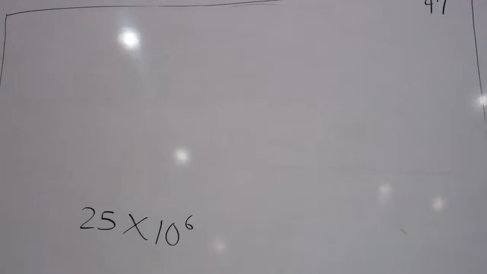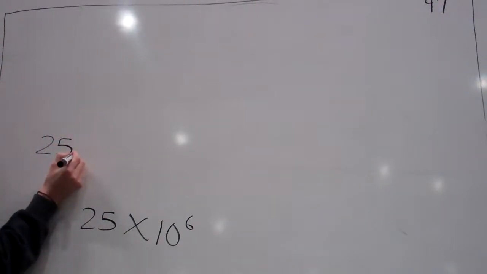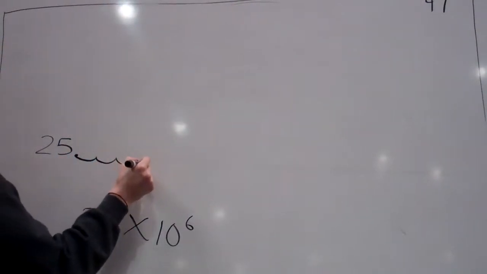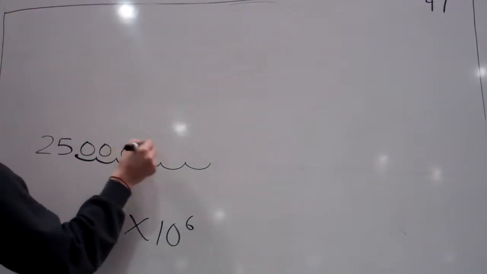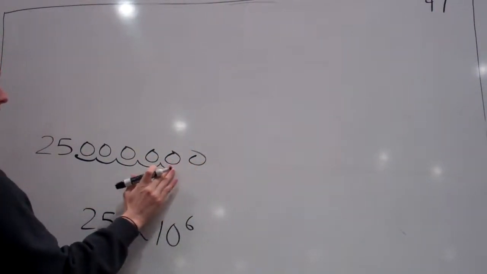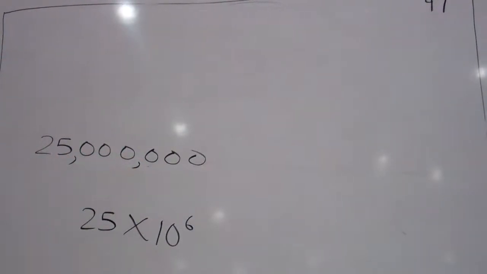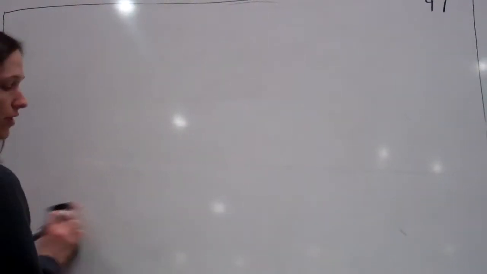So what does it end up becoming? You should have gotten 25 decimals right here, and I'm going to move it how many spots to the right? 6. 1, 2, 3, 4, 5, 6. Add my commas in. And I get 25 million. Very good.